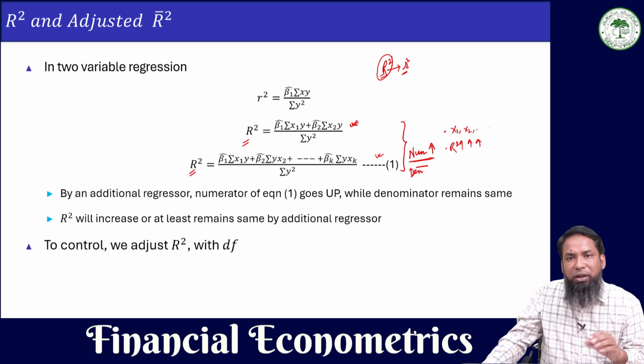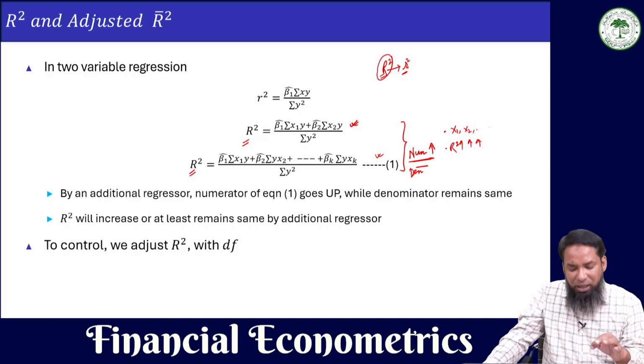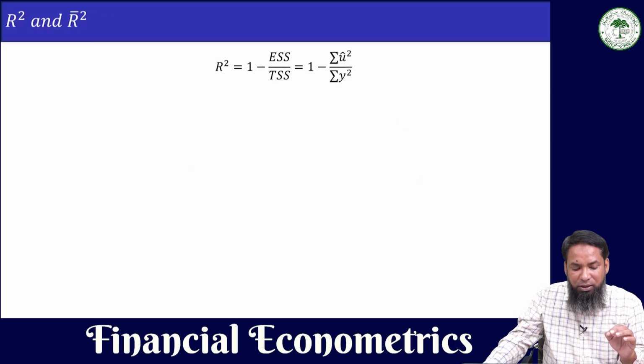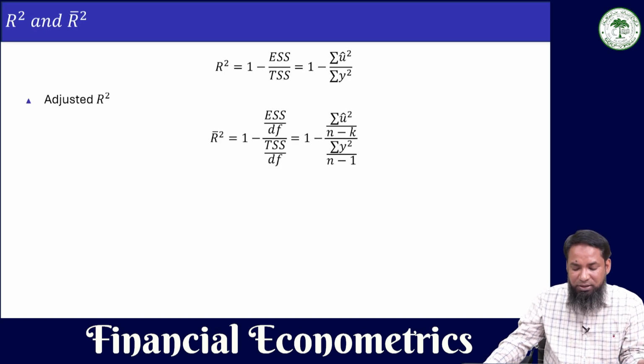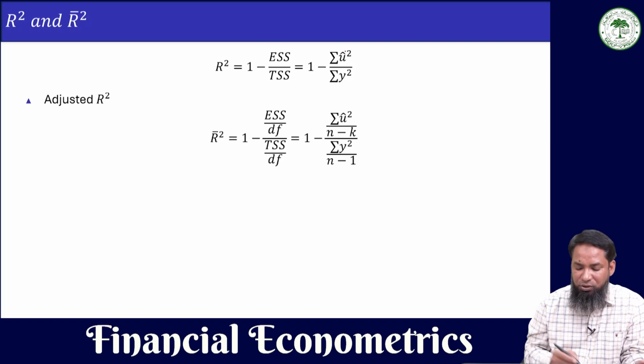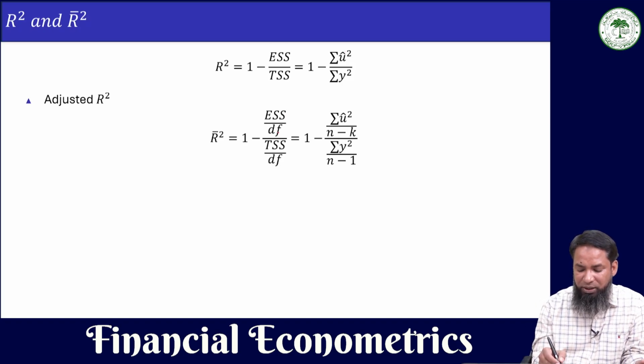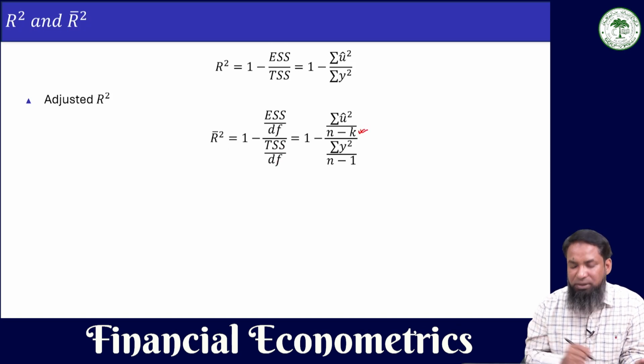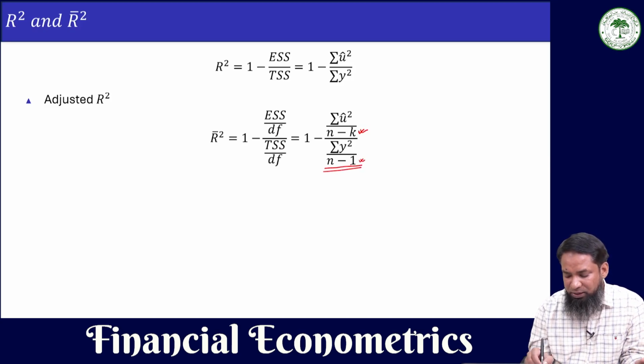So to control that, we adjust the R square with the degree of freedom, and that's why we call it adjusted R square. How do we do that? So basically R square we could write this. Here we adjust that with the degree of freedom: ESS divided by its degree of freedom, TSS divided by its degree of freedom. Now here we can observe n minus k, and here we have n minus 1. Now this n minus 1 will always remain the same.